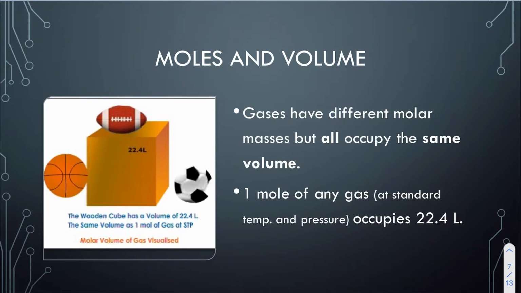Now, they go out of their way to say at standard temperature and pressure. Standard temperature and pressure is 0 degrees Celsius and 1 atmospheric pressure, because we know that if we change the temperature or the pressure, it will change the volume of the gas.